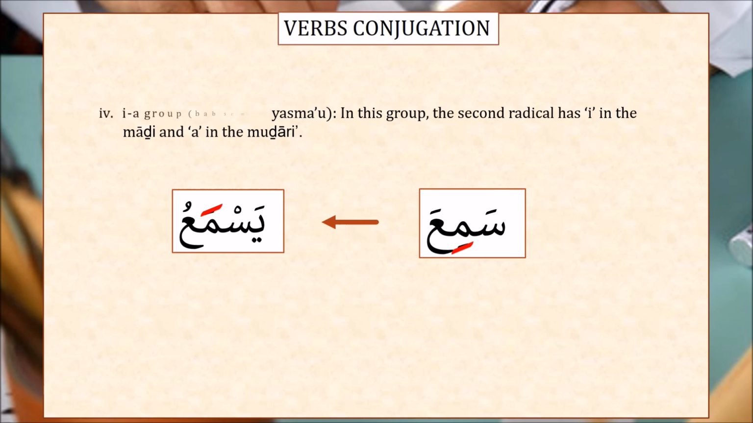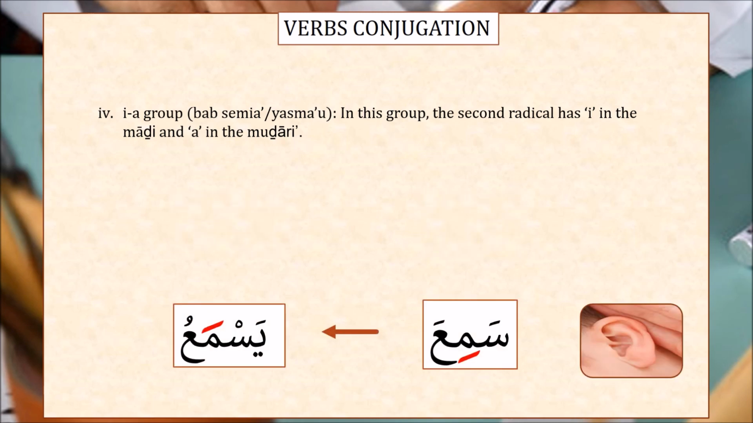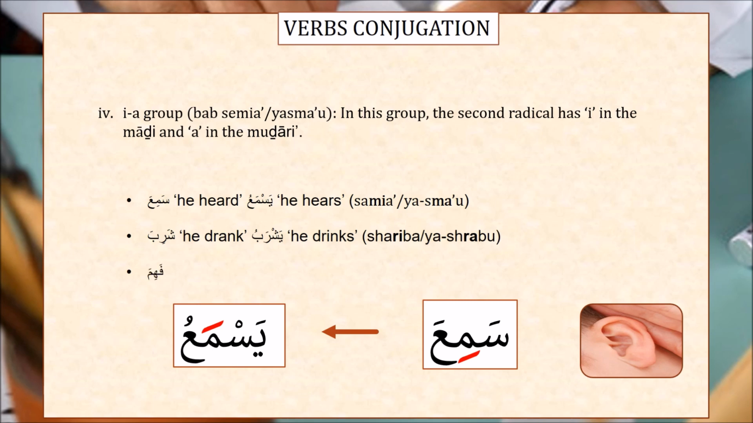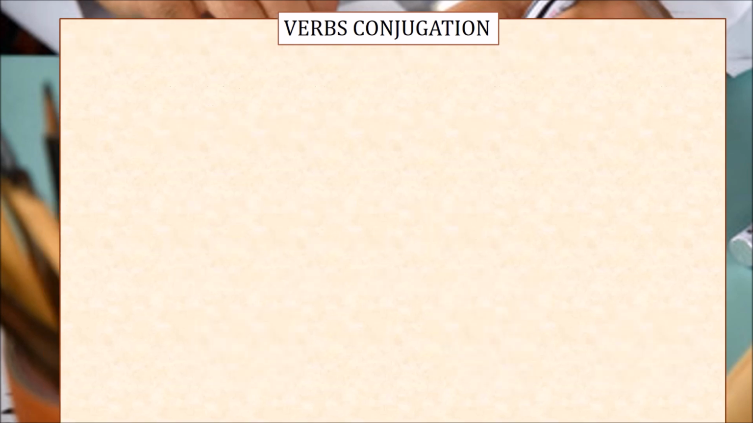As for the fourth group, it is IA, babu sami'a yasma'u. Some examples are sami'a yasma'u, shariba yashrabu, and fahima yafhamu.